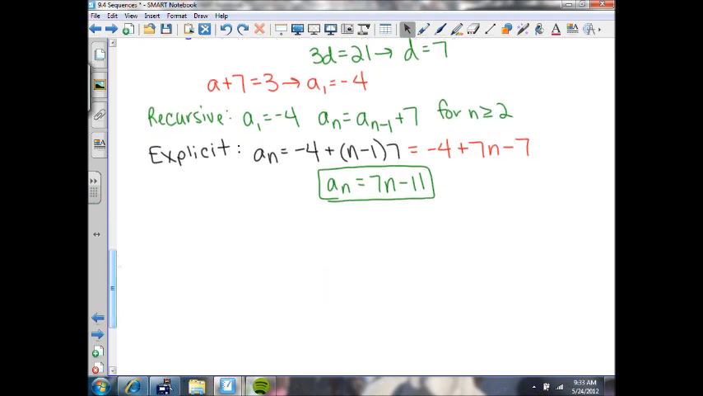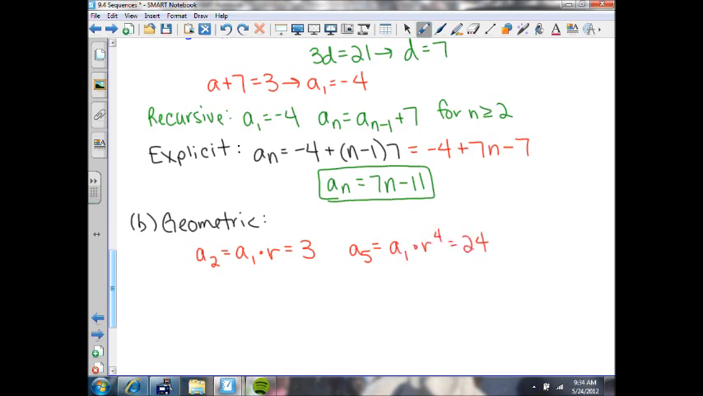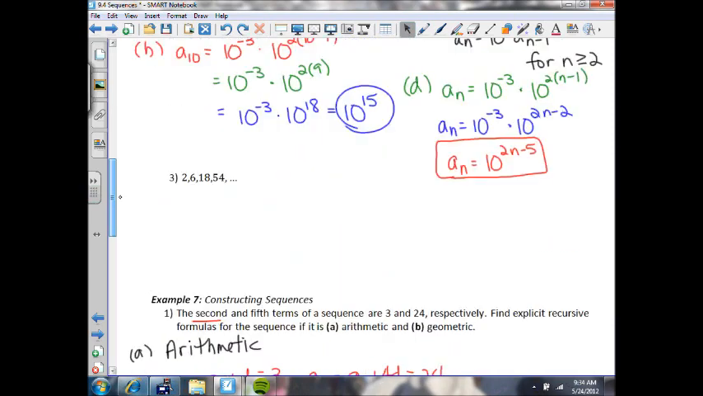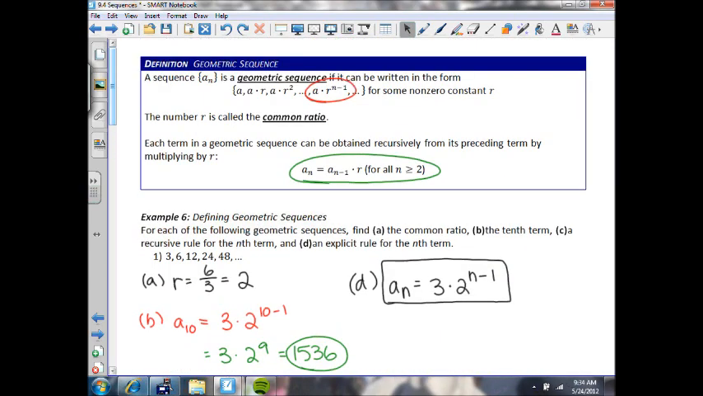Now for part B, we need to find geometric. So this says the second term will be the first term times r, and that equals 3. Our fifth term will be the first term times r to the fourth, which equals 24. Now you get that straight from our chart up here, circled in red.